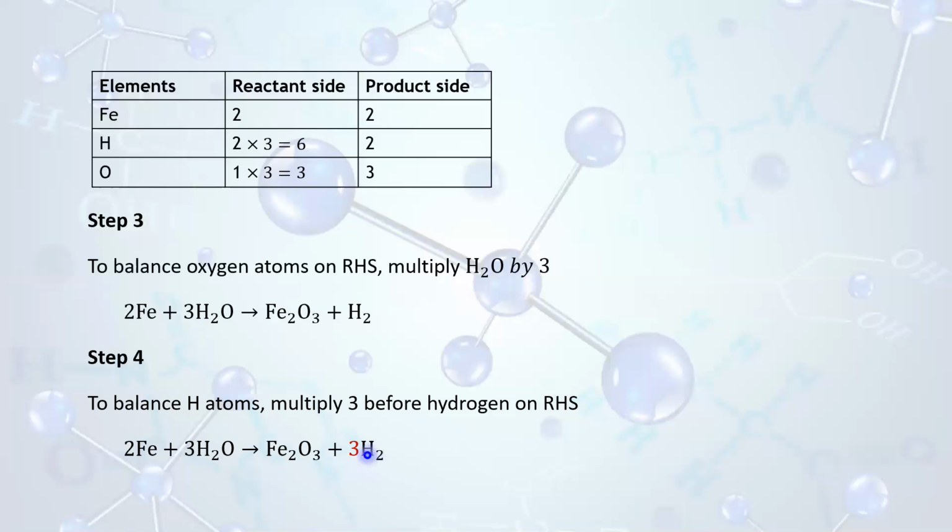So as you can see here, multiplied 3 before hydrogen. So what is the number of hydrogen now? 3 into 2, 6. 2 into 3, 6. Okay, see the table again. 2 iron atoms on both sides. Hydrogen 6, 6. Oxygen 3, 3. So the equation is balanced. The required equation is 2Fe plus 3H2O gives Fe2O3 plus 3H2.